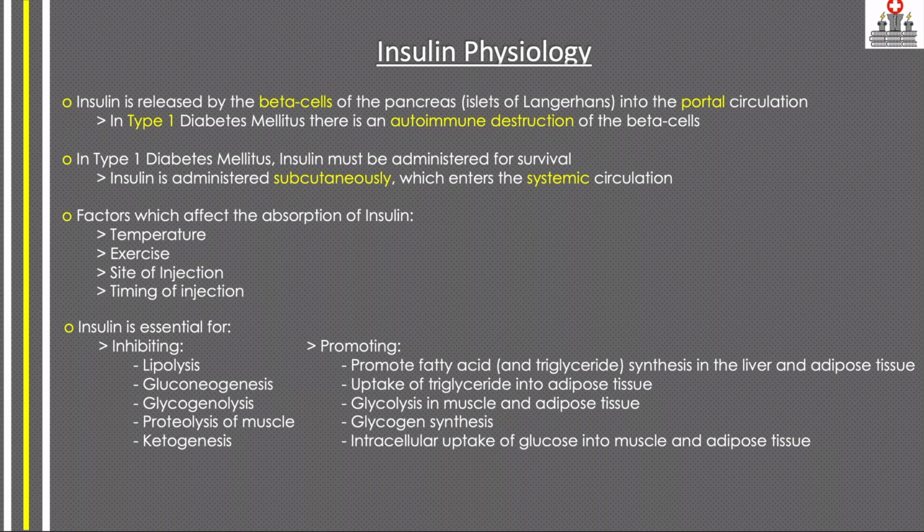So we see insulin has multiple important functions, either inhibiting or promoting, but most important to know, when insulin's in the system, it prevents the formation of ketone bodies, and it's the ketone bodies which is what is seen in diabetic ketoacidosis. We also know that insulin promotes the uptake of glucose into the cells.